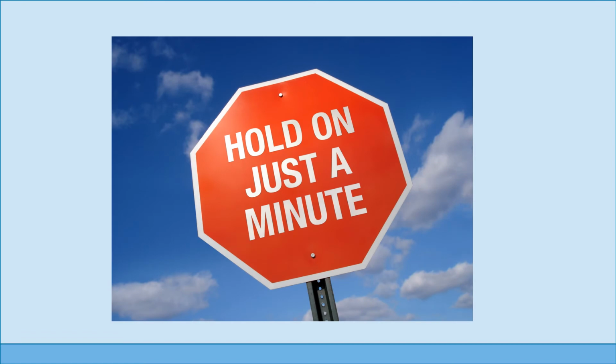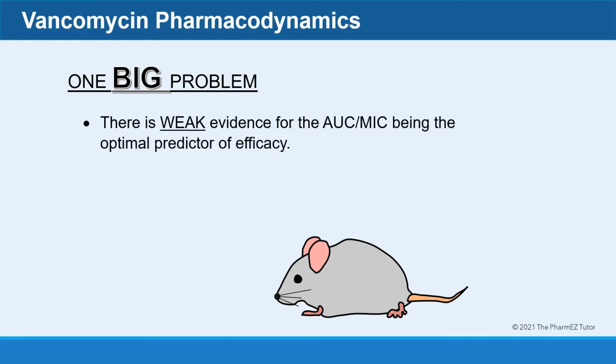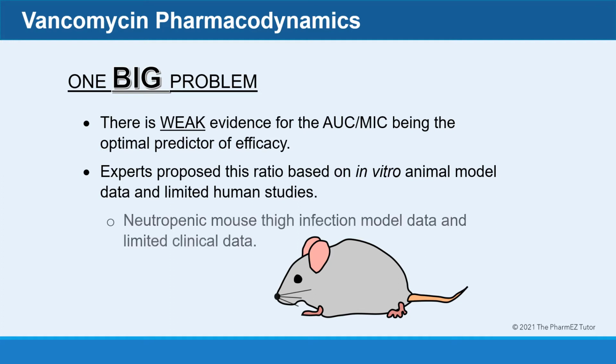But hold on, just wait a minute. One big problem is that there is weak evidence for the AUC-MIC ratio being the optimal predictor of efficacy. Experts propose this ratio based on in vitro animal model data and limited human studies. The data in support of this target is largely derived from neutropenic mouse thigh infection model data and limited retrospective clinical data to support this target.